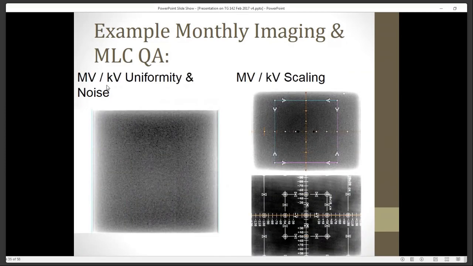So MV, KV uniformity and noise: basically acquire an open field measuring uniformity and noise. We do some calculations there to calculate that based on the image. The MV and KV scaling, so just using some sort of a jig there that has those again, and measure the field size.